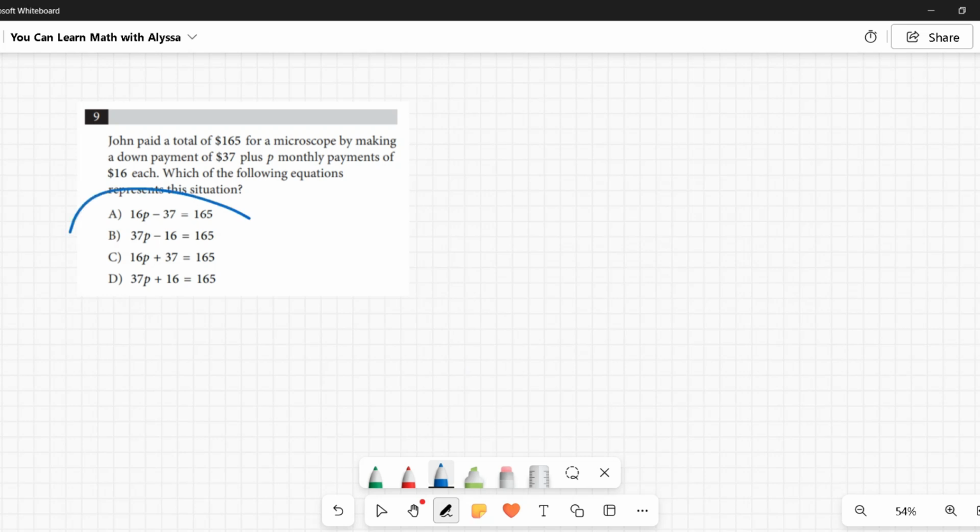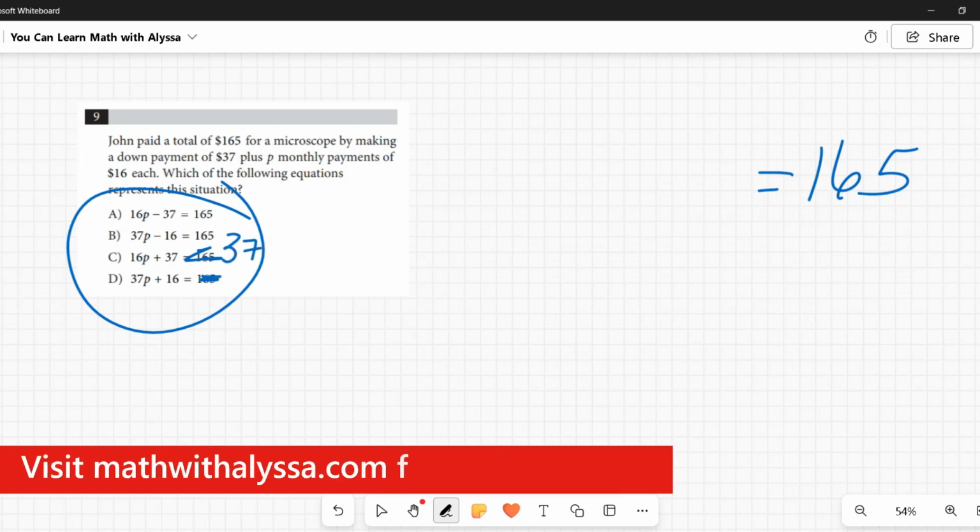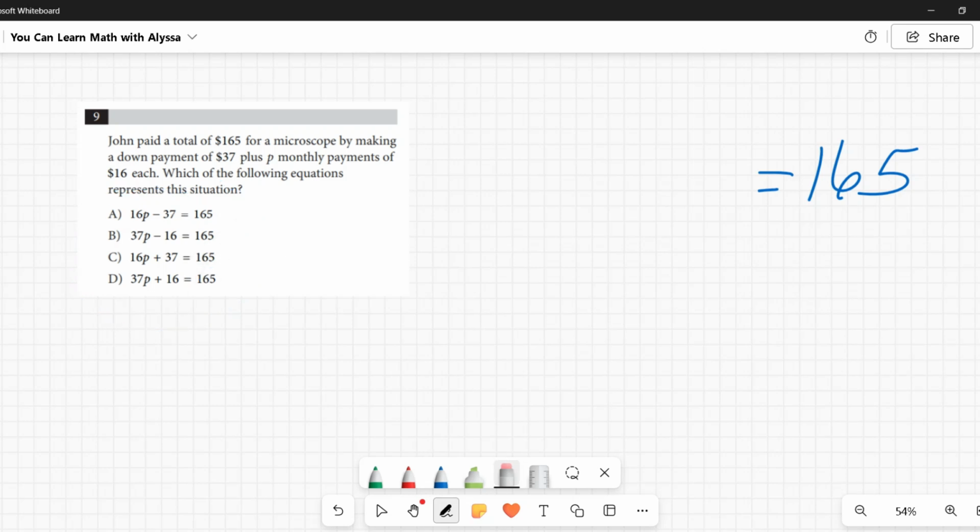Well, if we look at our equations here, in this particular problem, all of them equal 165. So we're actually already given that part of our formula. We know it's going to equal 165 because all 4 options have it. If this had been a different problem, and let's say one was equal to 37 and one was equal to 16, the way we would figure out that it needed to be 165 is up here.